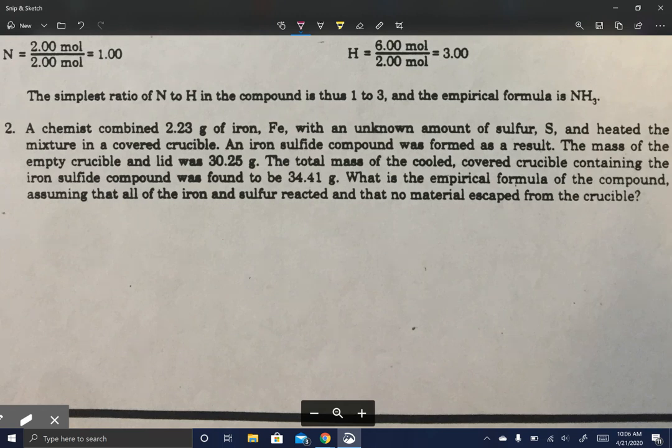Anyways, here we go. So we had Fe plus S, and it yields FeS. Now we're trying to figure out X and Y, these subscripts. That's what we're told, the whole point of this. So it said we combined 2.23 grams of Fe with an unknown amount of sulfur in a covered crucible. So you got your crucible here. That's a great crucible. I can do better than that. Maybe I can't. It's more maybe like this. And then you got a lid on it. Okay, that's not too bad.